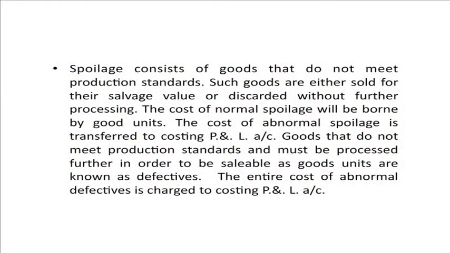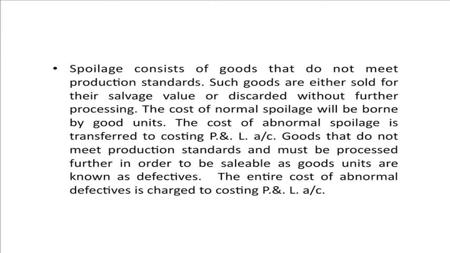Now, having understood installation of costing systems, there is an important concept in relation to spoilage and defectives which is relevant for every method of costing. We need to understand it. Spoilage consists of goods that do not meet production standards. Such goods are either sold for their salvage value or discarded without further processing. The cost of normal spoilage will be borne by good units. The cost of abnormal spoilage is transferred to the P&L account.